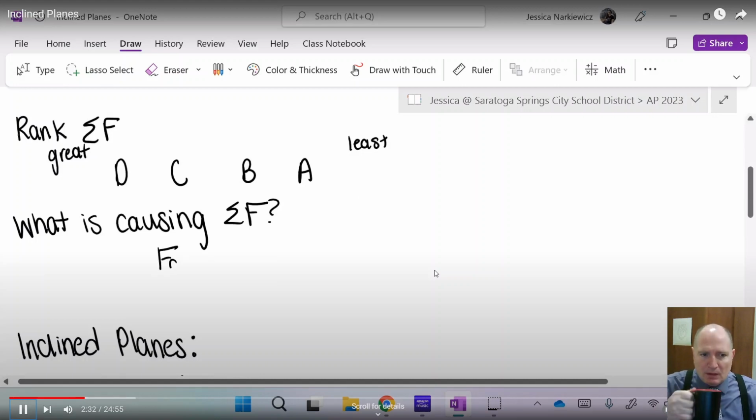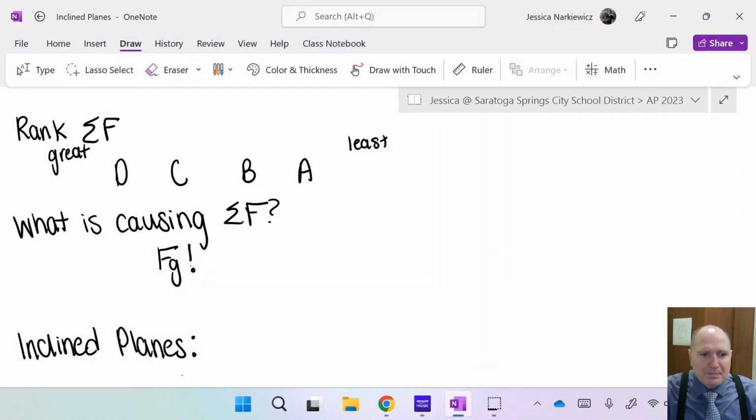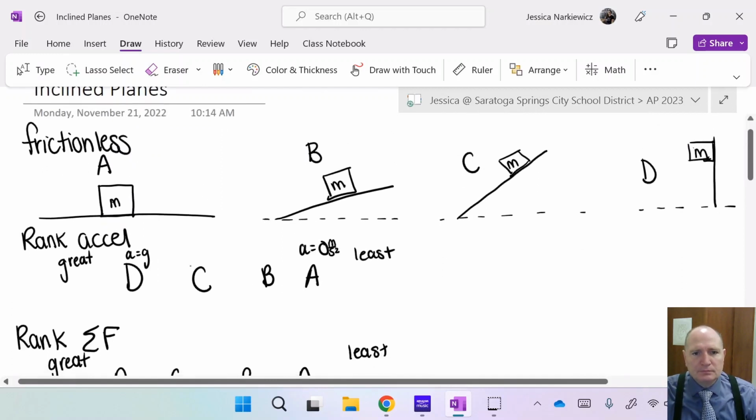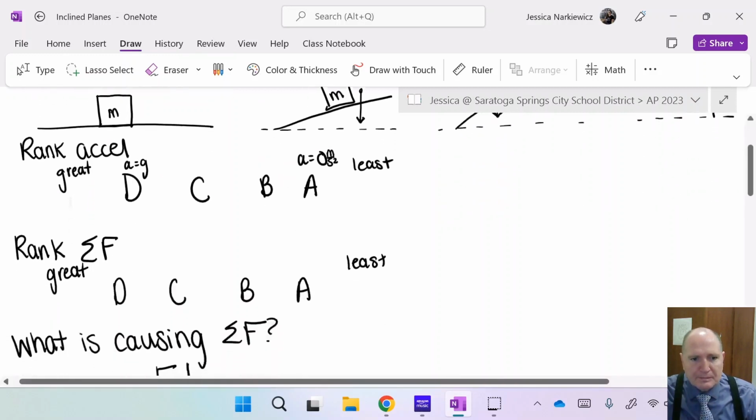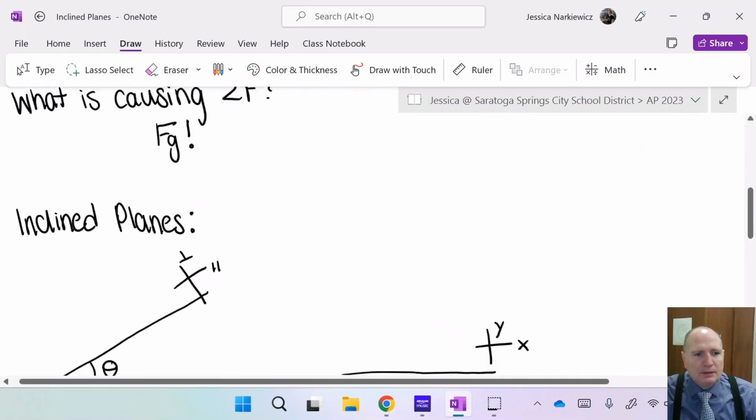Net force? Well, the force of gravity. Now, in B, the force of gravity, remember, is pulling straight down. So in B, only a little bit of gravity is going to pull us down the incline. In C, a little bit more gravity pulls us down the incline. And then in D, gravity can put us right into free fall. So in all of these, it's the force of gravity that's causing us to accelerate down the incline or straight down. So that's going to play a role when we get into inclined planes.